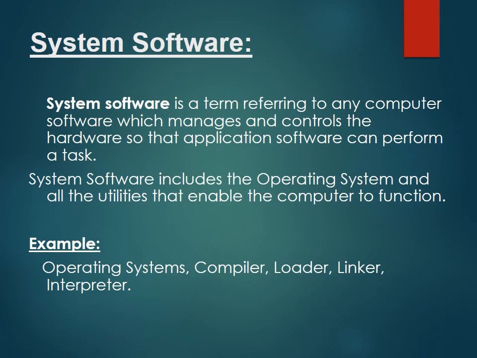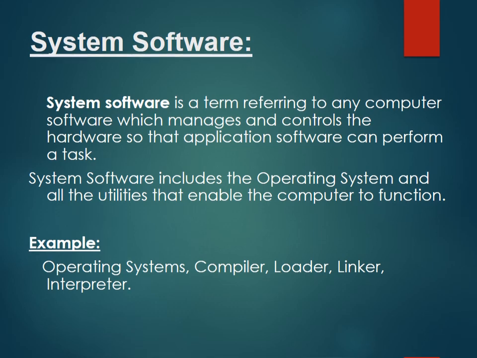System software. System software is a term referring to any computer software which manages and controls the hardware so that application software can perform a task. System software includes the operating system and all the utilities that enable the computer to function. Examples: operating systems, compiler, loader, linker, and interpreter.